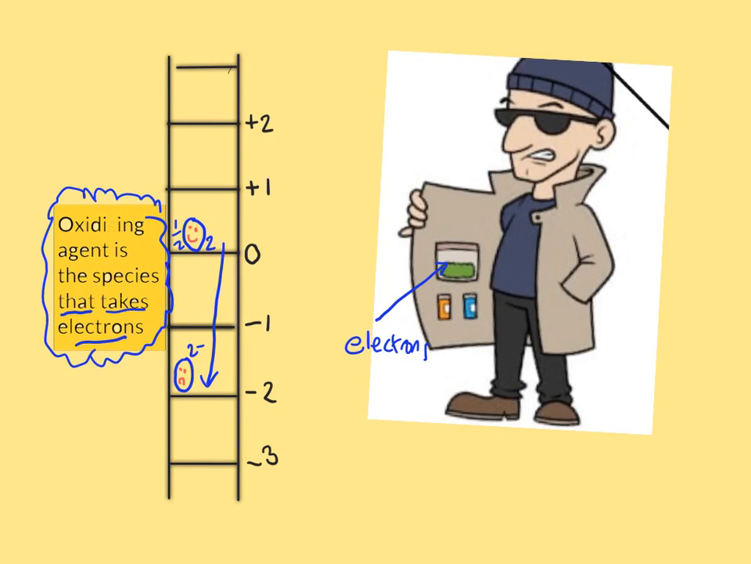Thus, your reducing agent is the species that gives you the electrons. So the reducing agent gives or donates the electrons.